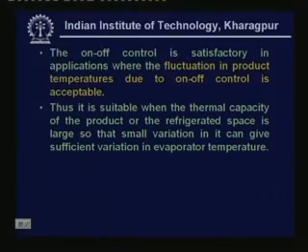Typically in room air conditioners or in domestic refrigerators, a temperature variation of 1 or 2 degrees doesn't make much difference. It doesn't really spoil the products, or it doesn't really lead to a great deal of discomfort. So we can afford to use this kind of control in these applications where the temperature is not very important. Okay, it's important but not so important. It is also suitable when the thermal capacity of the product or the refrigerated space is large, so that small variation in it can give sufficient variation in evaporator temperature.